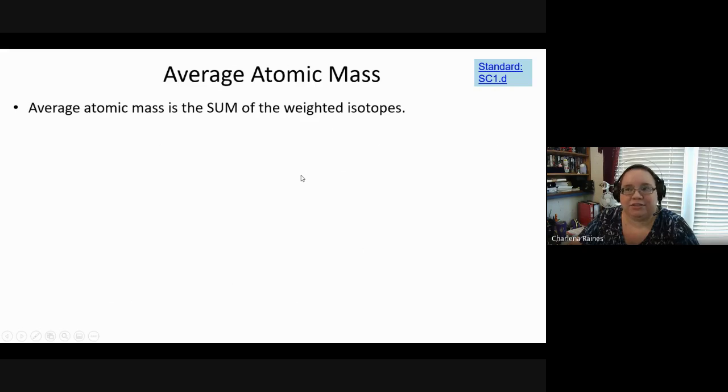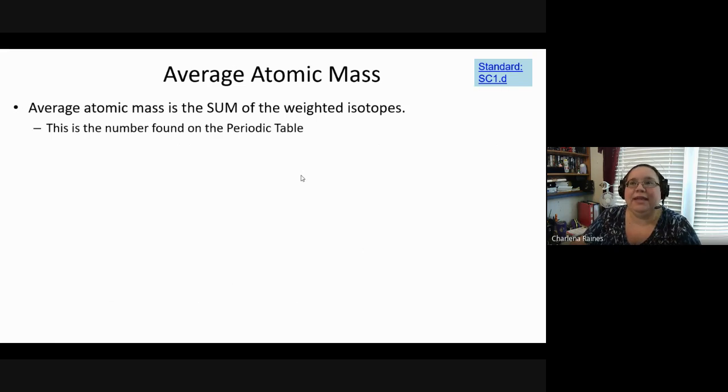So what is average atomic mass? Well, unlike average in math, where you add up the numbers and divide by the number of numbers, average atomic mass is a weighted average. So we have to take into account the percent abundance of each of the isotopes. The calculation that we do for average atomic mass is going to look different than how you calculate the average for most anything else.